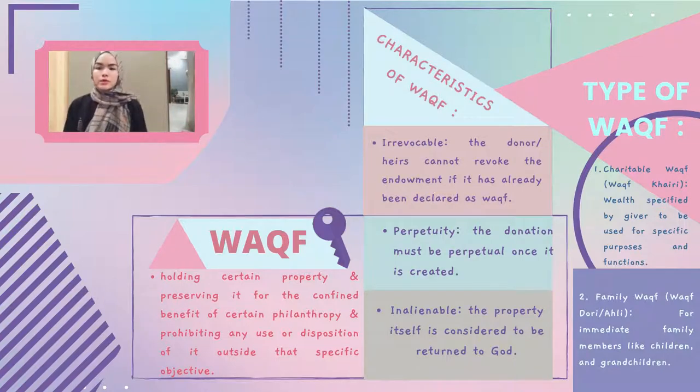There are two types of wakaf. First, charitable wakaf. Second, family wakaf. For charitable wakaf, it means that the wealth specified by the giver is to be used for a specific purpose and function. For family wakaf, it is for immediate family members like children and grandchildren.